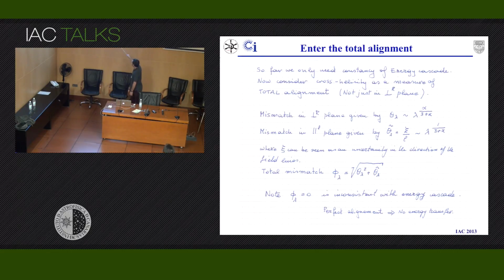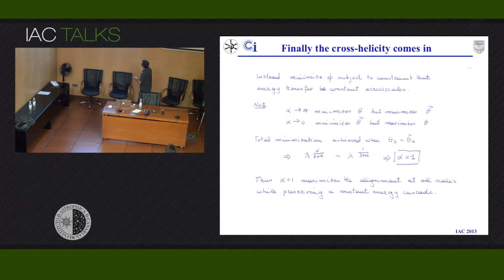So the total mismatch is given by the square root of the sum of the squares. Oops, there should be a square here. Sorry about that. This is 2. So if I try to minimize that thing, I find that if I let alpha go to infinity, I minimize this one, but I maximize that one. If I let alpha go to 0, I minimize that one, but I maximize this one.